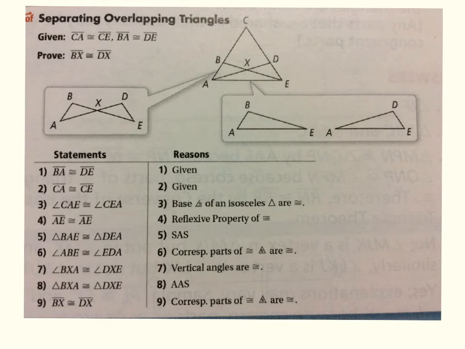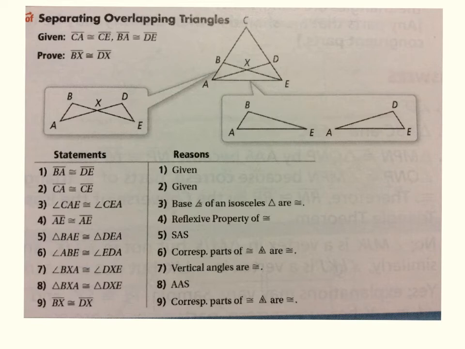Here's an example of a proof being done for an example of several triangles that are overlapping. When you have a question like this, you have to figure out what's important and what's not. A lot of times you'll have to prove one pair of triangles congruent and then prove another pair of triangles are congruent in order to prove what they're asking you to prove.